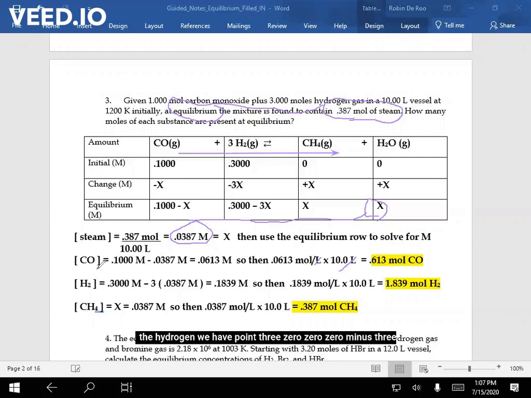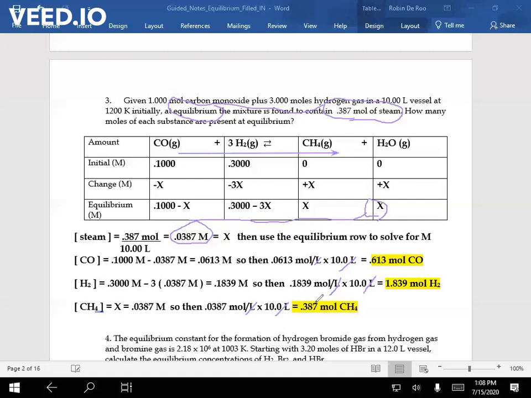The hydrogen, we have 0.300 minus 3x. So we just follow our instructions. We get the molarity of the hydrogen. And again, we need to multiply by liters because the question is asking us how many moles. And then the methane is x. So we just put our x in. We want to cancel out the liters, and then we get the moles.